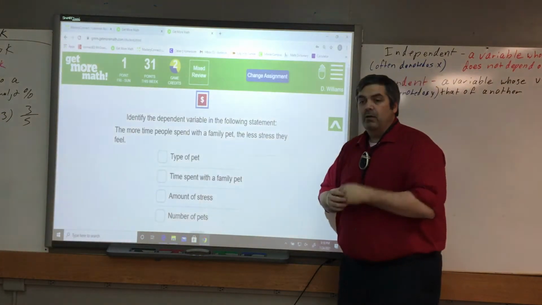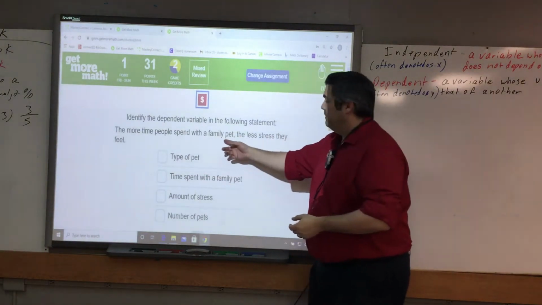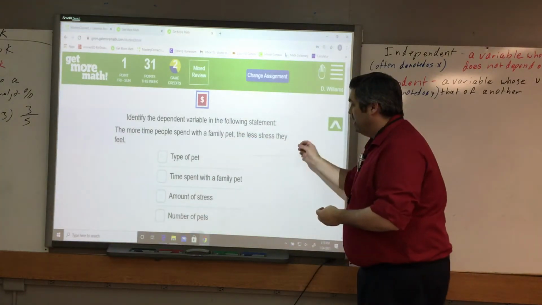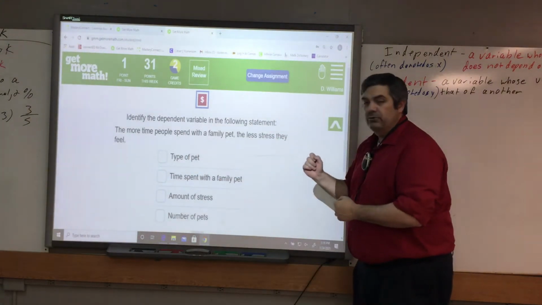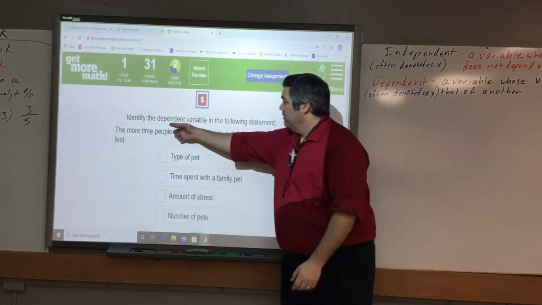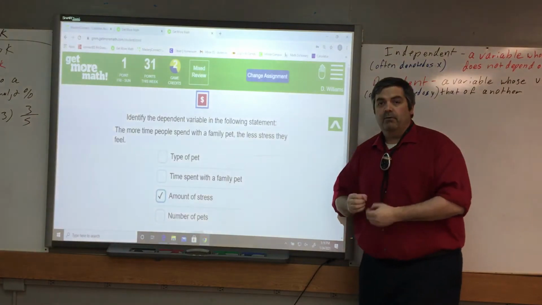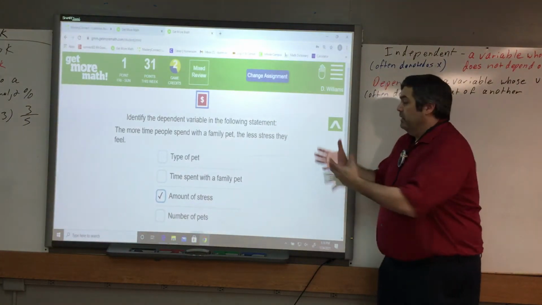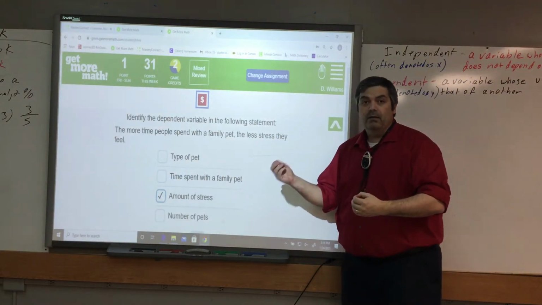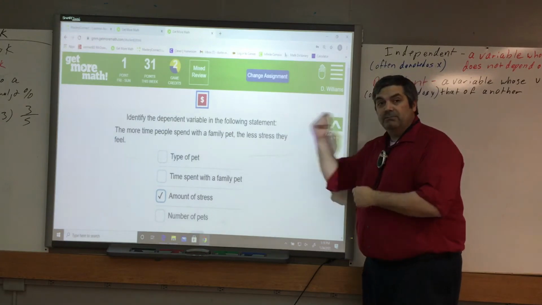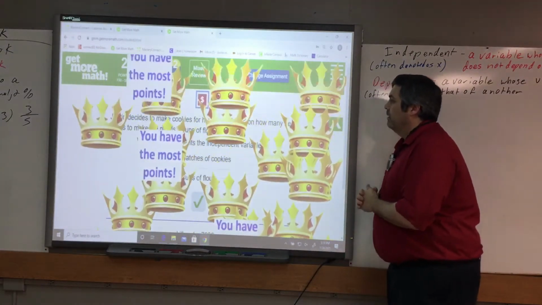Now we have to decide which one changes the other. The amount of time you spend with a family pet changes the amount of stress that you feel. So this is your independent and this is your dependent. Now which one did they ask us for? Dependent, so we know the amount of stress is our dependent variable. And guys, that's really what we're looking for. We're trying to read this and say, okay, this is my independent, this is my dependent. But we have to know the definitions and be able to apply them by the words that they give us.